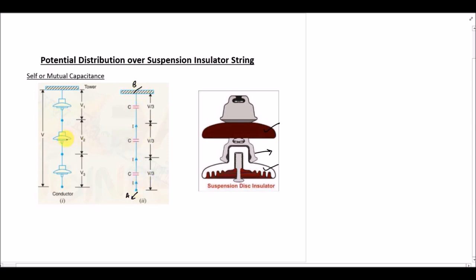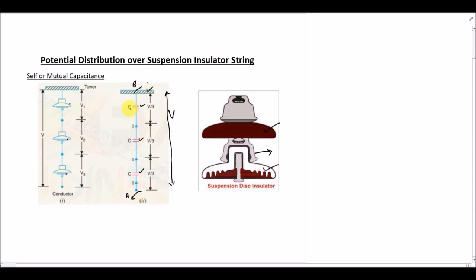And due to the presence of insulation between the two metal fittings, we have a capacitance present between the conductor and ground path. So we have three insulators in the insulator strings, and so three capacitances in the path of the current. Now we have a voltage value V between the conductor and the tower.